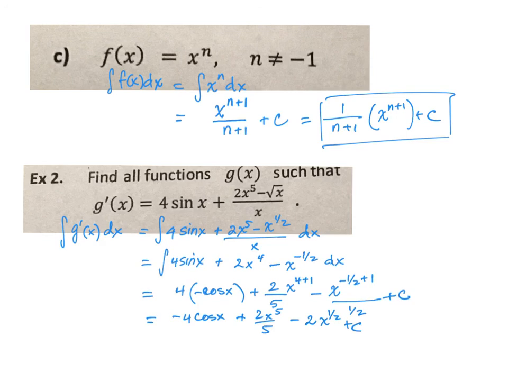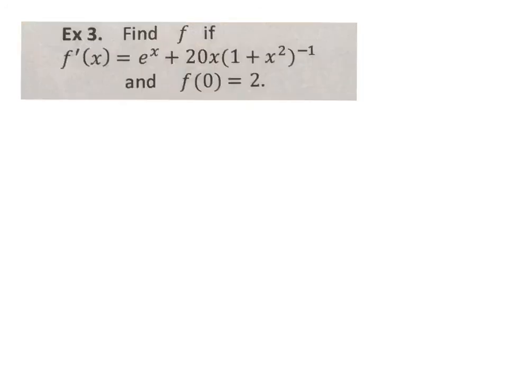In example number 3, we want to find the antiderivative of the function f prime, which is f of x. So let's write f prime like this. F prime of x equals e to the x plus 10 times 2x all over 1 plus x squared to the 1 power.